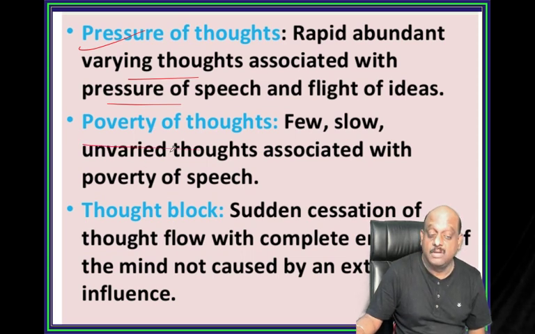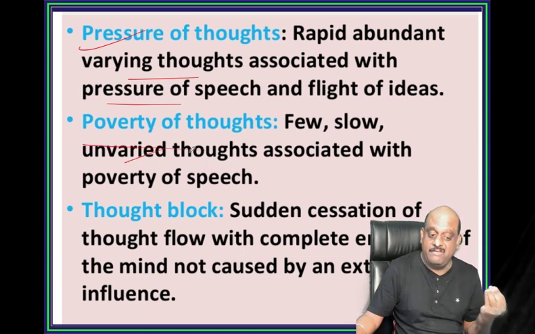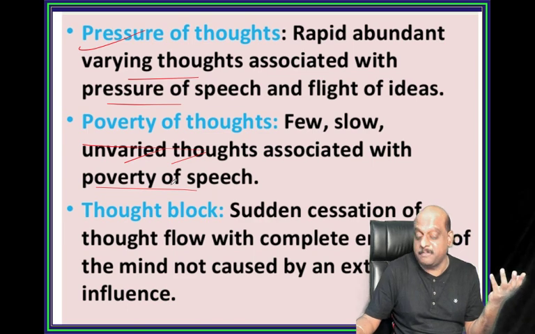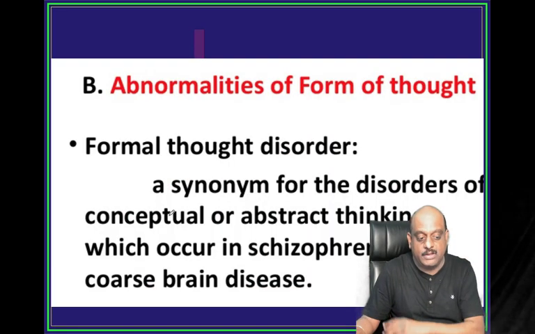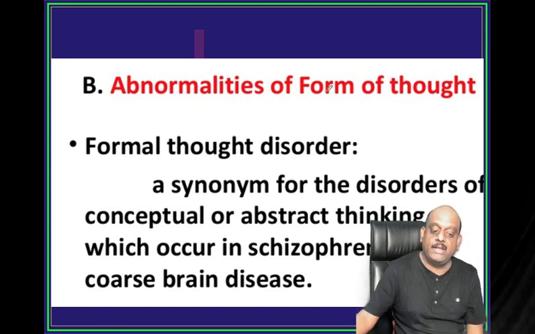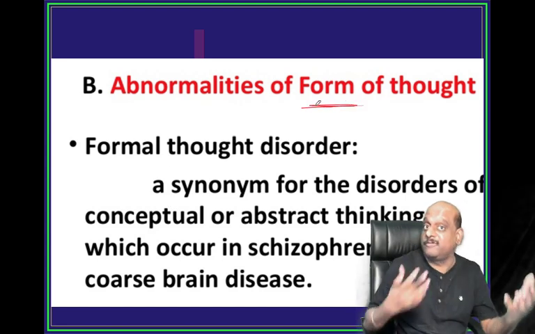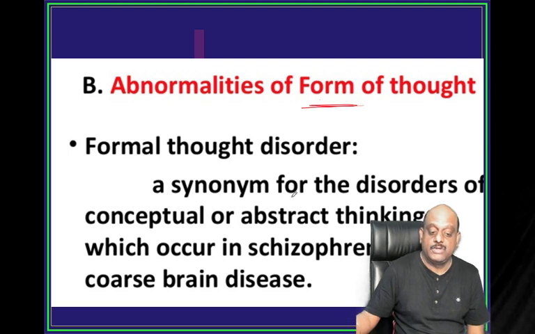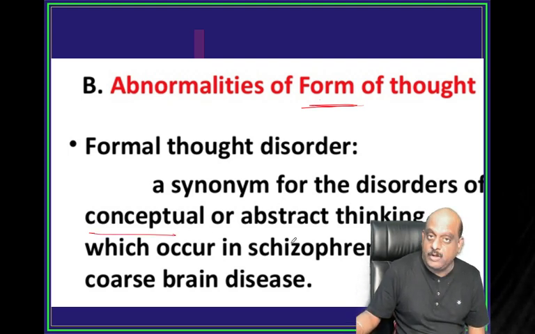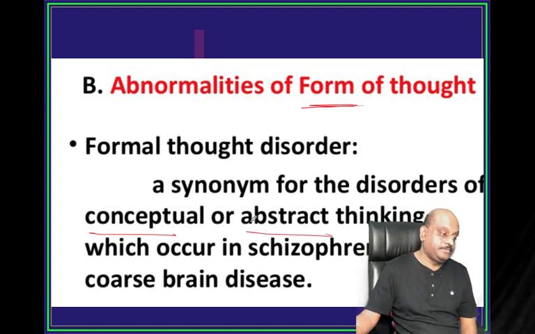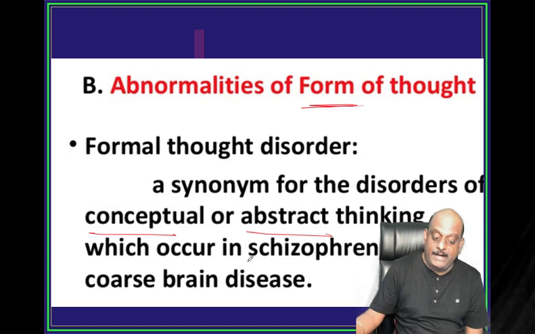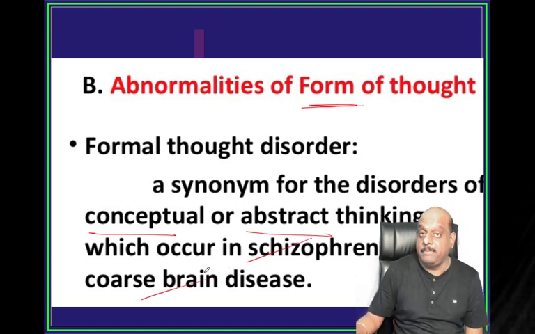Poverty of thought: few, slow, unvaried thoughts associated with poverty of speech. Sudden block of the thought flow is called thought block. Then what are the abnormalities of the form of thought? Disorder of conceptual or abstract thinking, formal thought disorder. Typically it happens in schizophrenia or any brain disease.